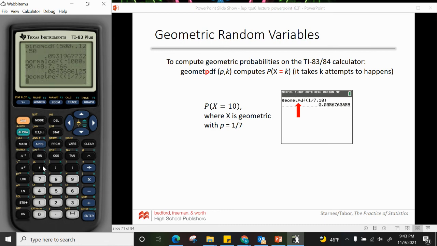And I want that to happen on the 10th trial, right? The 10th person gets it. So that'd be 10. And boom, 0.0356. So if the probability of success is 1/7, the probability of the 10th person getting the first success is 0.0357.